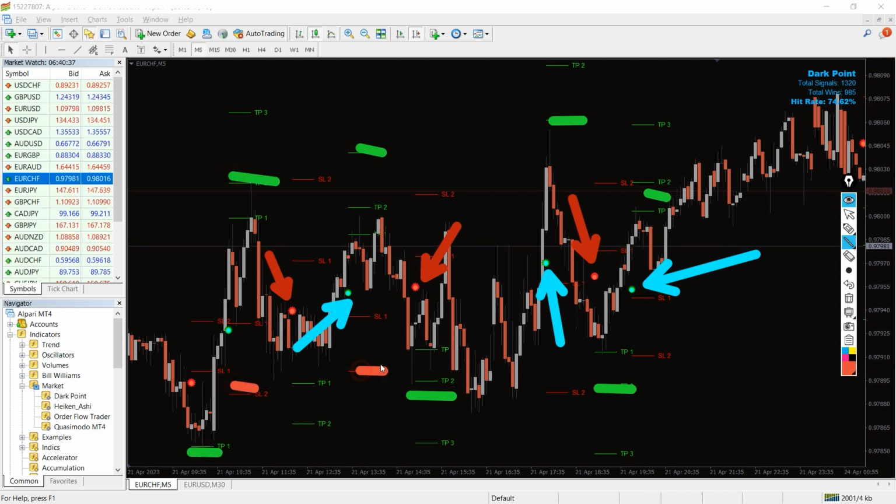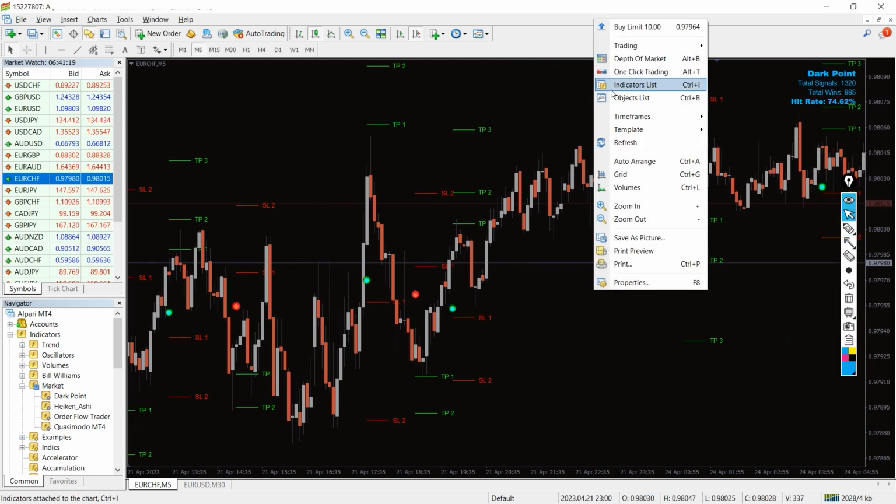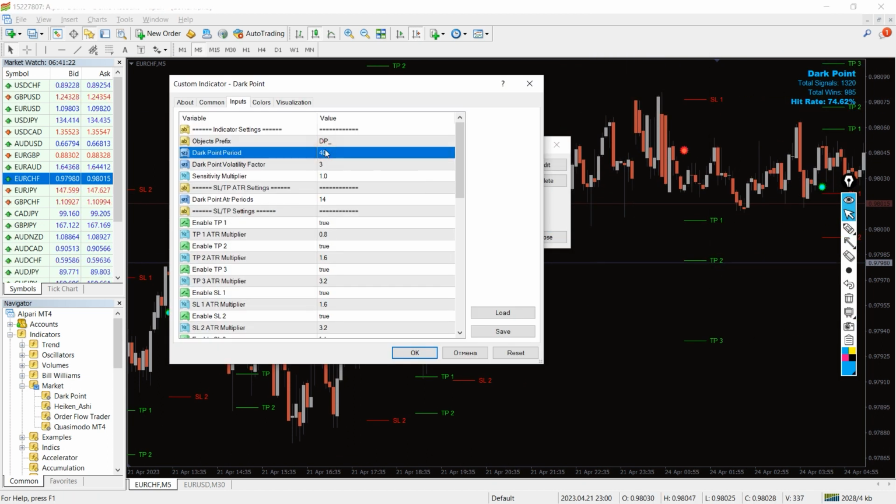Besides, the red horizontal levels guide you through the ideal stop-loss zones. Use SL1 for scalping and SL2 for intraday trading. Furthermore, you can also monitor the trading accuracy of the indicator by tracking the hit rate shown in the top right of the chart.